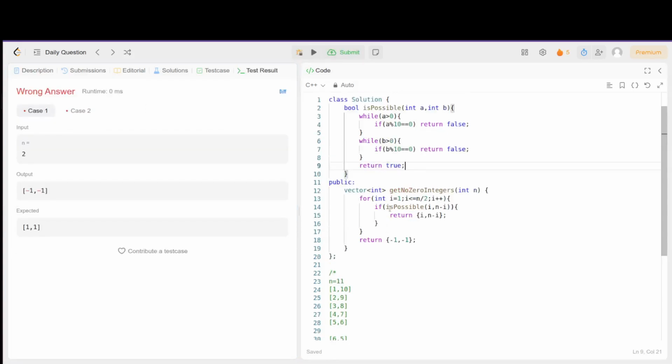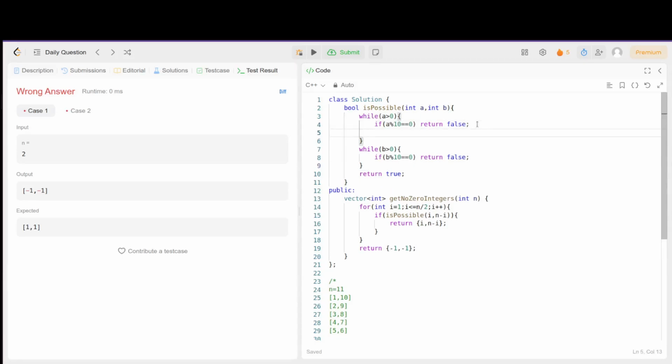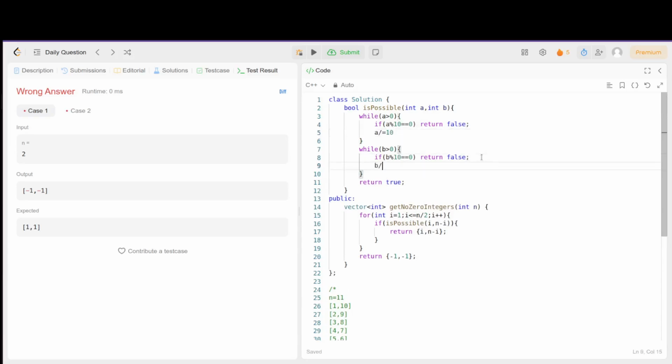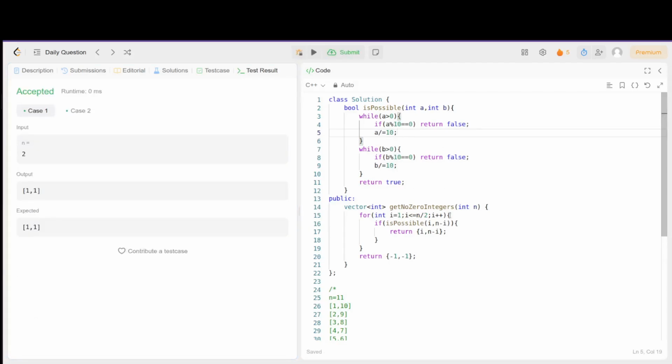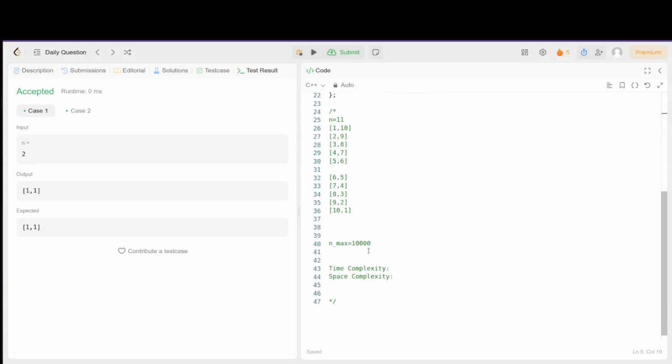Okay, we have done something wrong here. Yeah, a will be equal to 10. We should reduce one digit at a time, otherwise it will stay equal to 10. Here also a semicolon. Yeah, now it's accepted for the sample test case. Now let's analyze the time complexity of it.